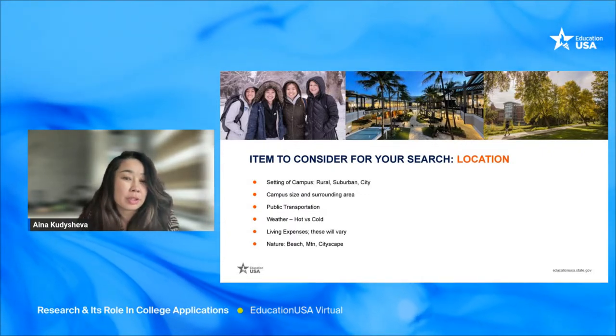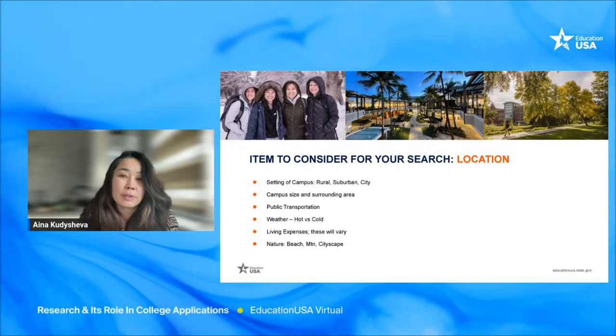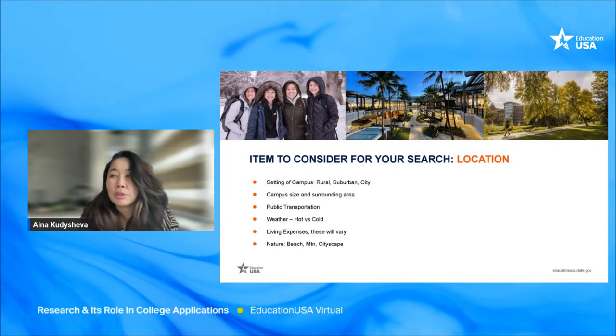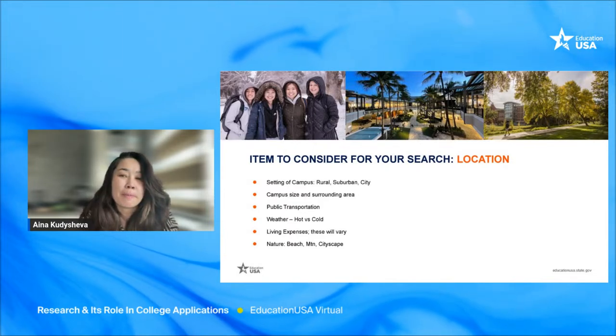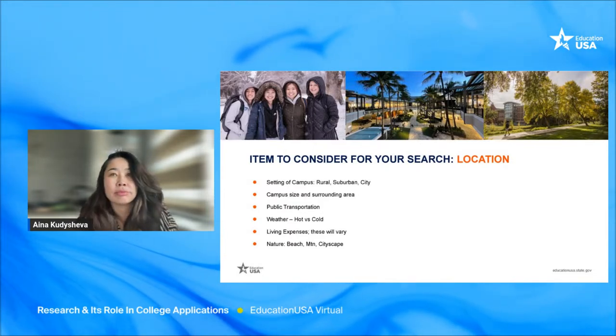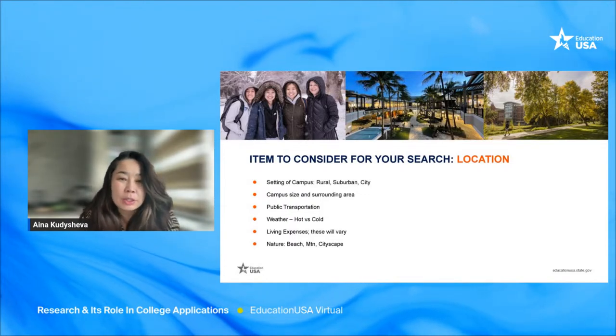The next thing is the setting of the campus. Will it be a rural area? Will it be suburban or city? If you are fond of living in a city center, if you want to visit different places and opportunities, and if you want to live in the center of everything, you can choose a big city.